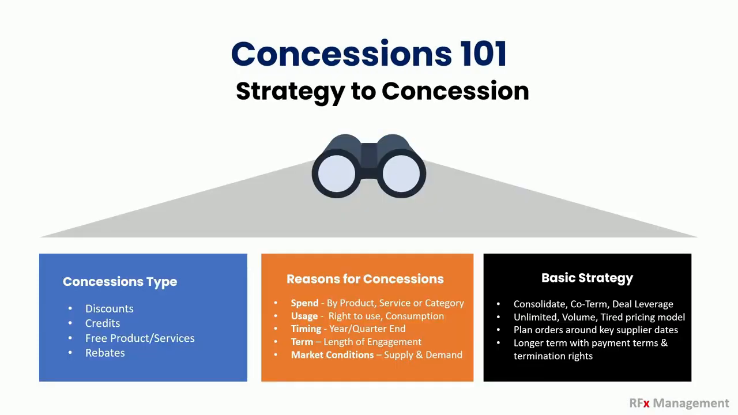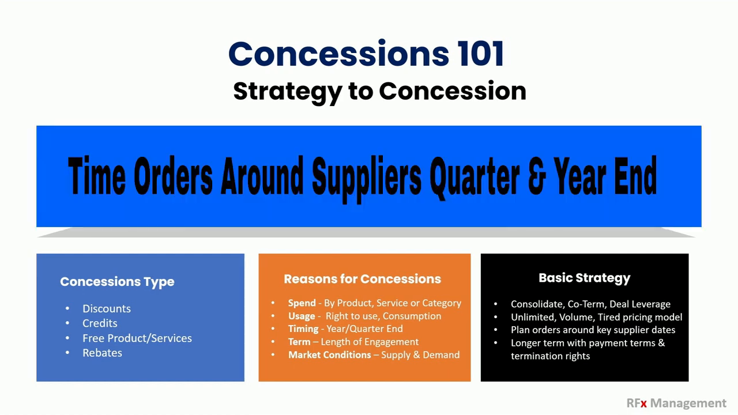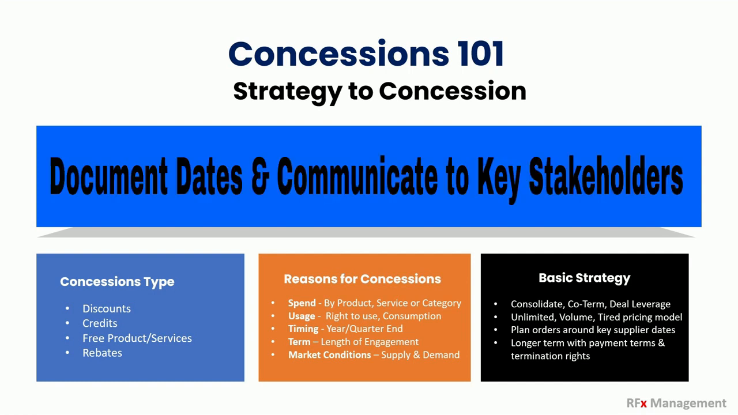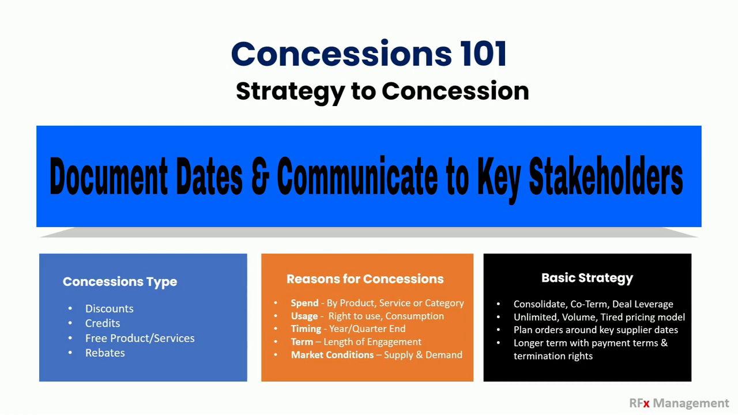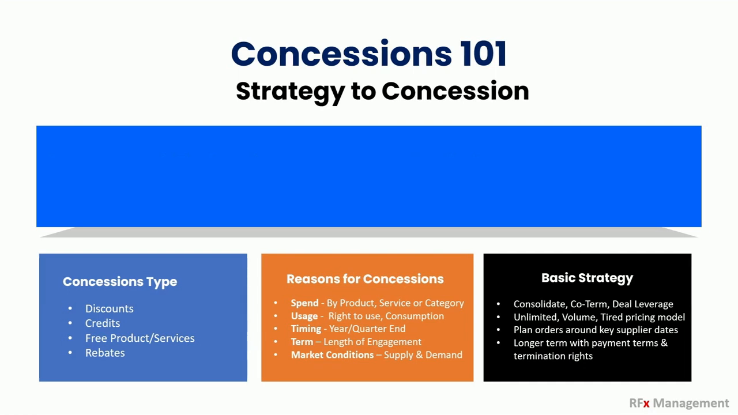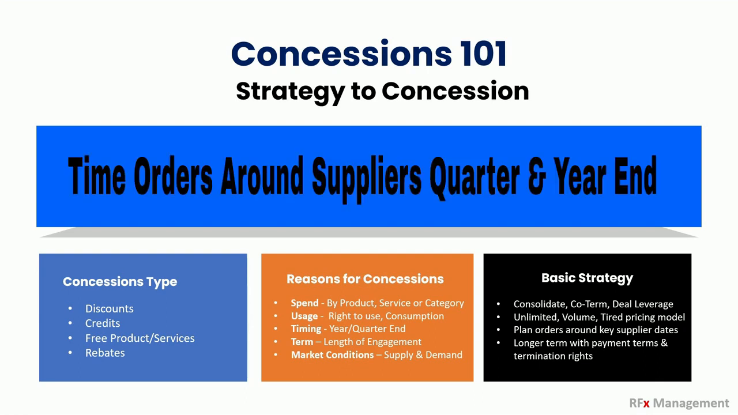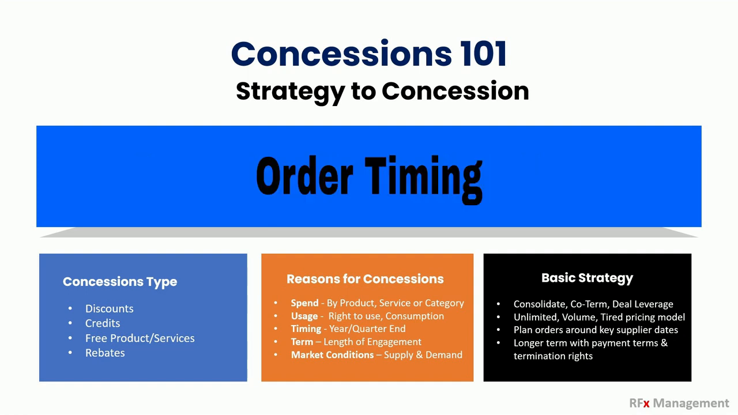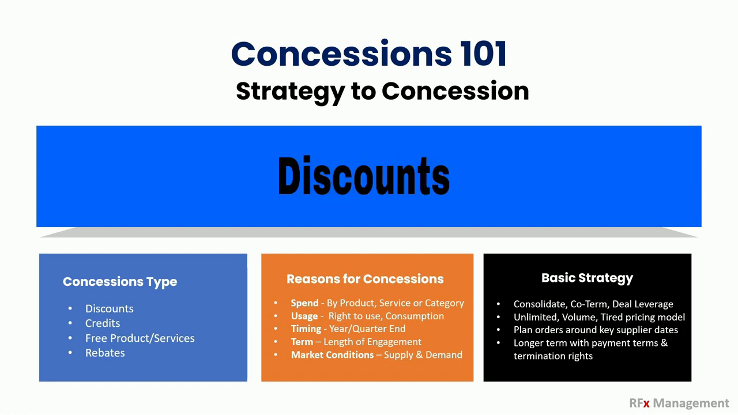The next one is planning orders around key supplier dates. Supply chain is not the one creating the forecast. Our business partners are creating the forecast, and it's important for them to know when these key dates are so that they can plan accordingly. Wait until a supplier's year end or quarter end to time my purchases. I want to consolidate, I want to increase my buying power, and I want to purchase at the right time. You would get the most aggressive pricing discounts.